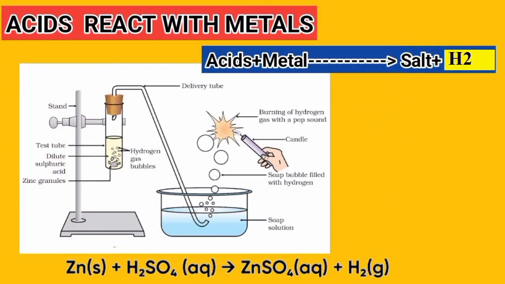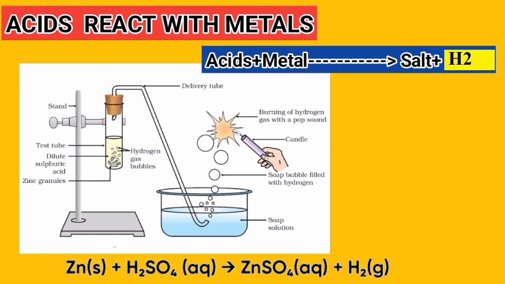And next, a very important topic: acids react with metals. This activity is asked every time in the public examination. Here we take a test tube with zinc granules, which are a metal, and add sulfuric acid, hydrochloric acid, or nitric acid. Stir the solution and hydrogen gas is produced immediately.